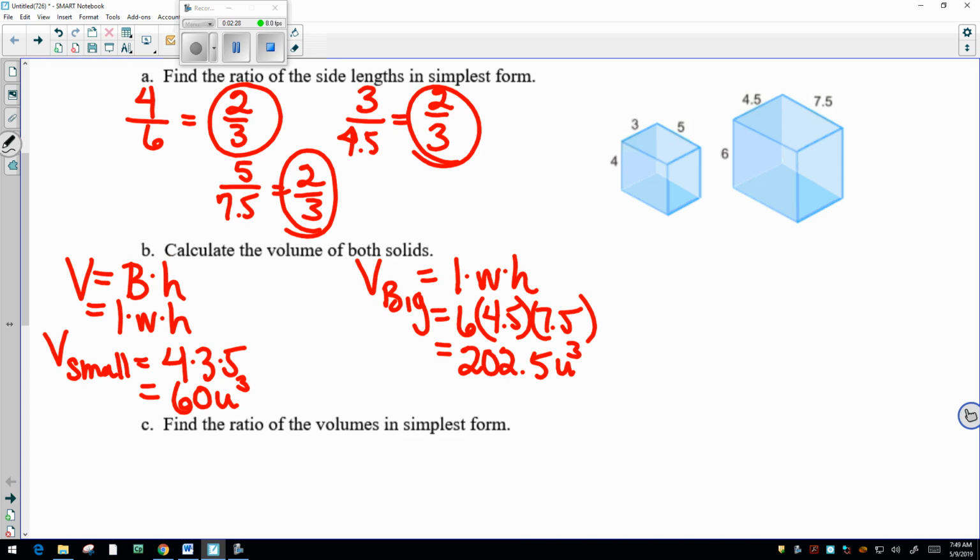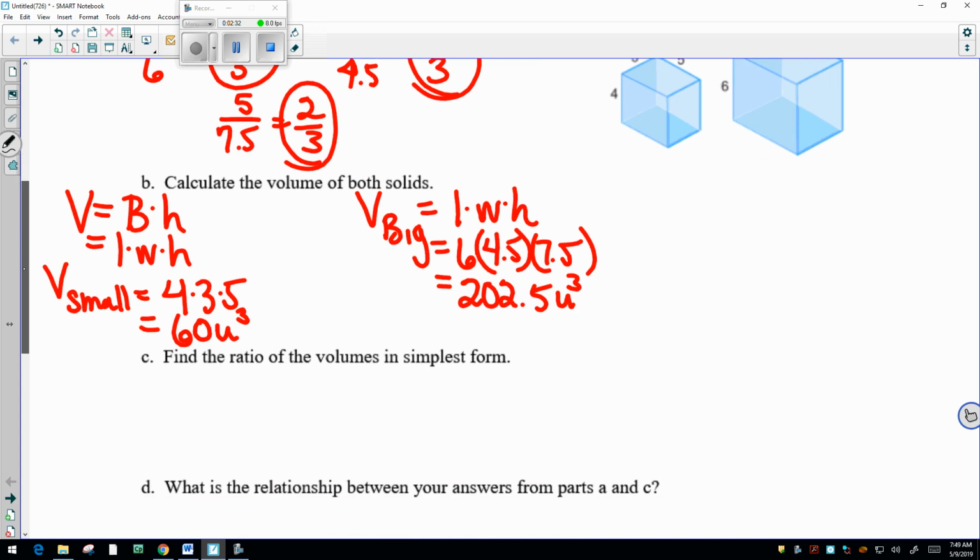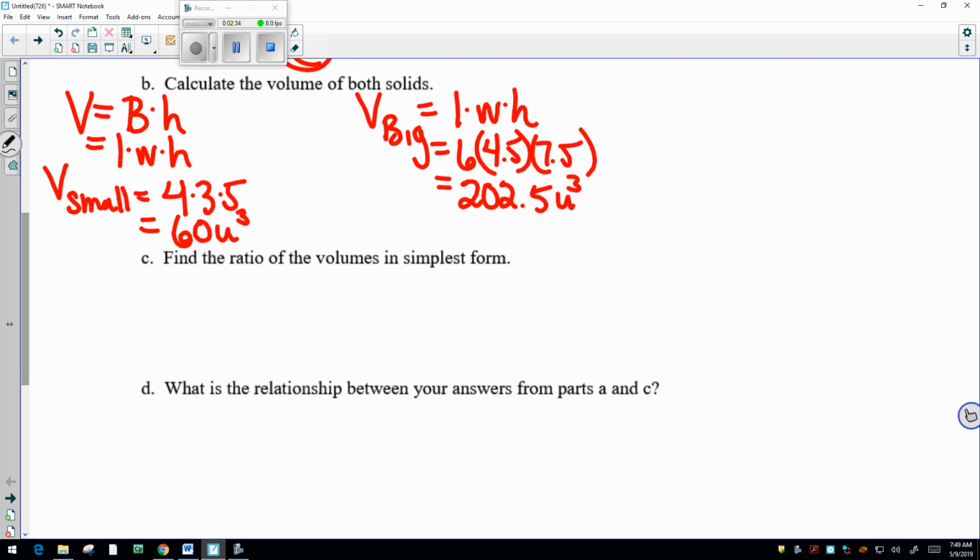Now we have to take a look at the ratio of the volumes in simplest form. Keeping it consistent with how we looked at the sides, small shape to big shape, I'm going to take a look at our small divided by our big. Our small volume was 60 units cubed, and our big one was a volume of 202.5 units cubed. Now it says in simplest form.